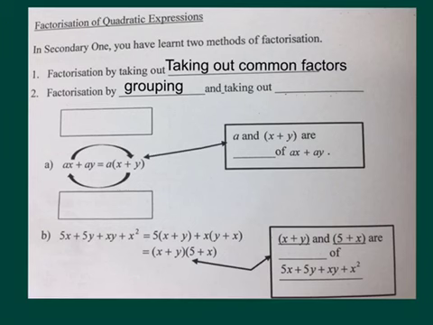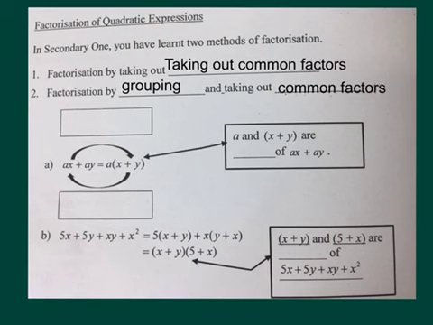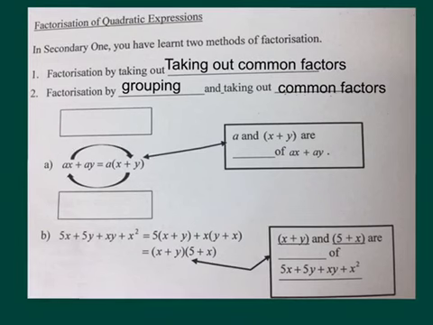5x plus 5y plus x squared, xy plus x squared. First, you group the two terms at the front, then the second two terms. Then you take out the common factor as well. So take out common factor after that. Okay, that's it. So this is about the first particular pattern. This is method 1 and this is method 2.